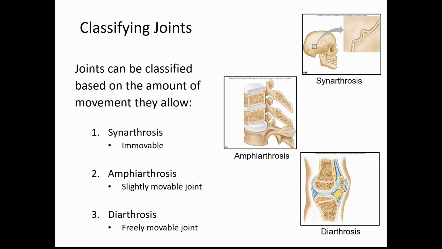Our cartilaginous joints are all going to be amphiarthroses. So cartilaginous would be the structure, amphiarthrosis would be the function. These are either our fibrocartilaginous discs, like we have in the spine, or hyaline cartilage, like we have in the ribs. And finally, all of our synovial joints are diarthroses. Synovial is the structure, diarthrosis is the function.